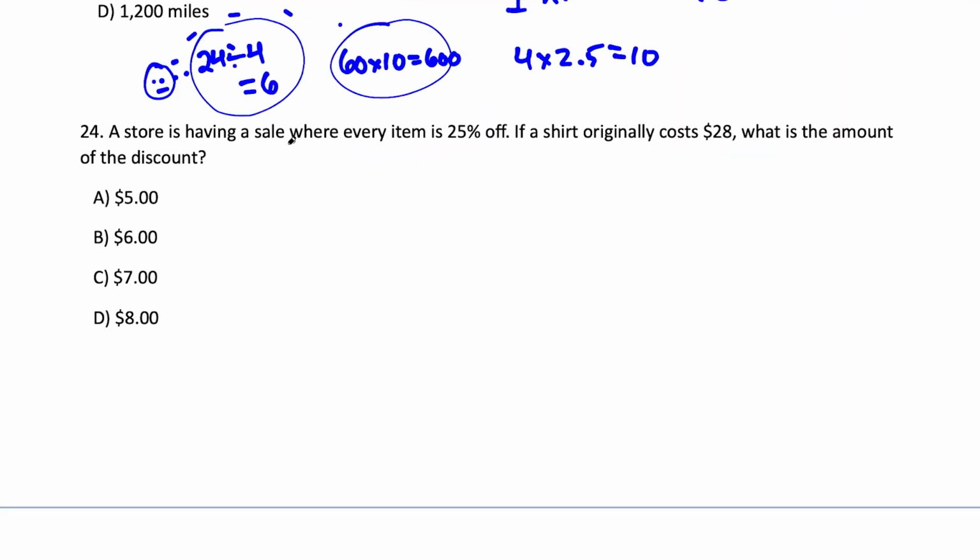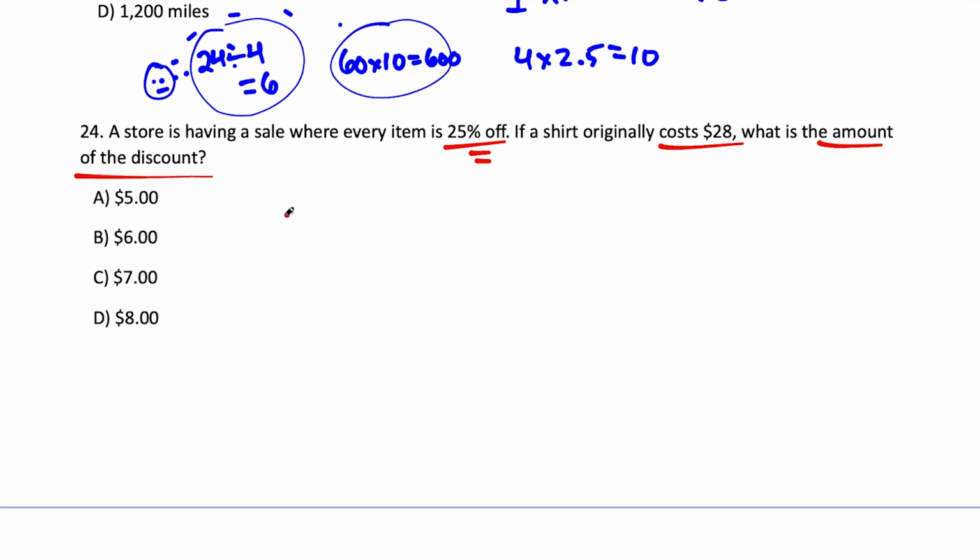Question 24, we have a store is having a sale where every item is 25% off. If a shirt originally cost $28, what is the amount of the discount? So for this question, we just want to know what the discount is. We don't want to know what the final cost of the shirt is.